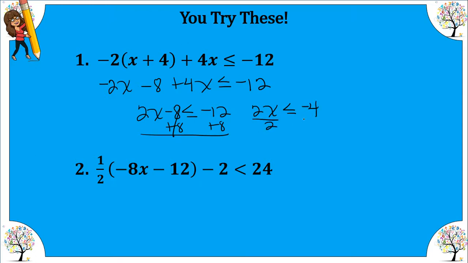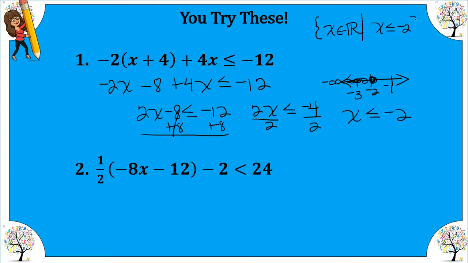We're going to divide by a positive number, so we keep the inequality symbol as is. I'm going to graph this. So we have negative 2, negative 3, and negative 1. And then my solution set does include negative 2, and then we're shading everything to the left, going toward negative infinity. So when I write my set builder, x is an element of the real number system, such that x is less than or equal to negative 2.